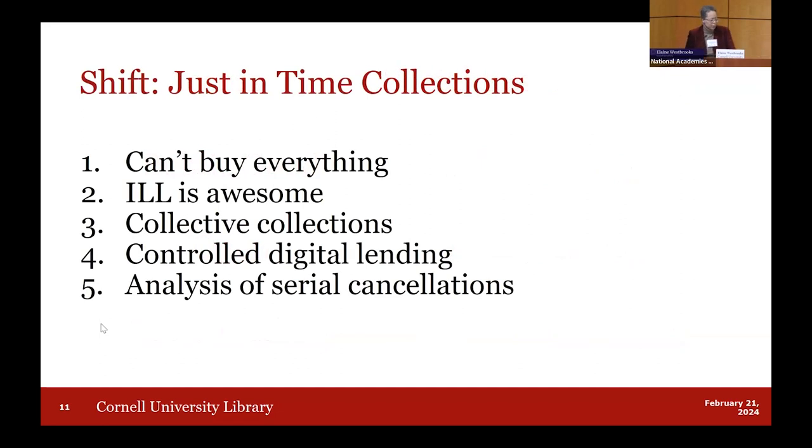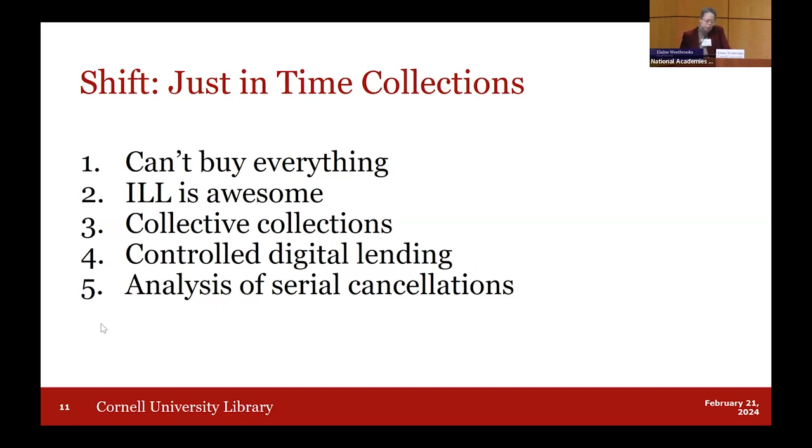And so the shift I see happening among the research libraries is just rethinking how we build research collections. And of course, we've already given up. We can't buy everything. But interlibrary loan is awesome. And we will continue to invest in interlibrary loan. And what I've learned is at other institutions where I've canceled titles, interlibrary loan picks up the slack very well. And it's a lot cheaper to support interlibrary loan than to buy journals, right? So interlibrary loan, we're gonna double down on that.